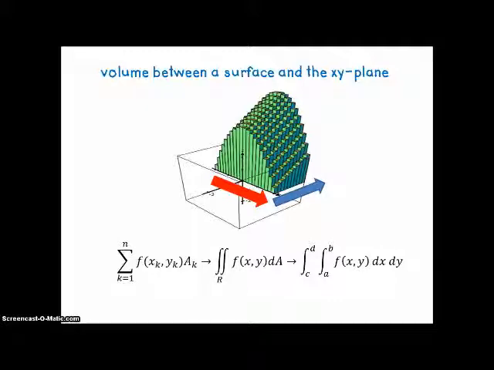The function values are the z-values, the heights of the rectangular solids, taken over the change in the area, and then that's broken up into two integrals so that we integrate the function values with respect to x from a to b, and then take that result and integrate with respect to y from c to d, where c and d are the endpoints along the y-axis.